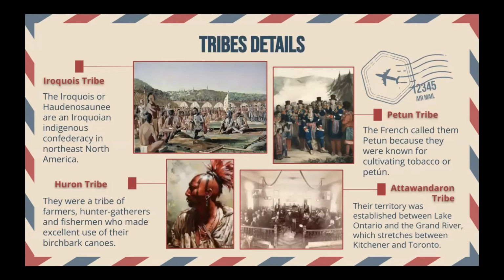So a little bit more in-depth details about the four tribes. The Iroquois tribe, or Haudenosaunee, are an Iroquoian indigenous confederacy in Northeast North America. The Huron tribe, which were the Iroquois' rivals, were a tribe of farmers, hunter-gatherers, and fishermen who made excellent use of their birch bark canoes. The Petun tribe, or the Tobacco Nation, were known for cultivating tobacco, or Petun. And lastly, the Adawandaron tribe, or the Neutrals, established their territory between Lake Ontario and the Grand River, which stretches between Kitchener and Toronto.